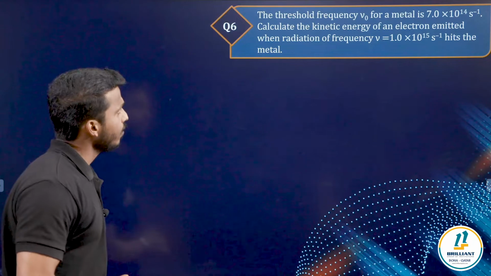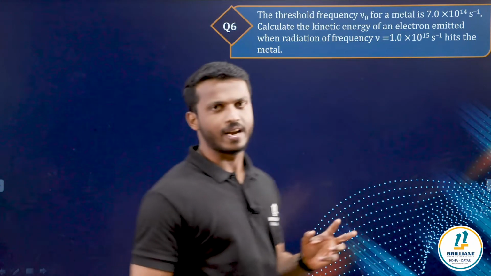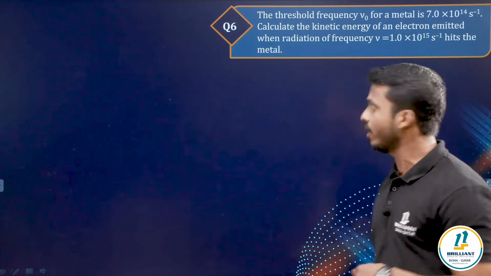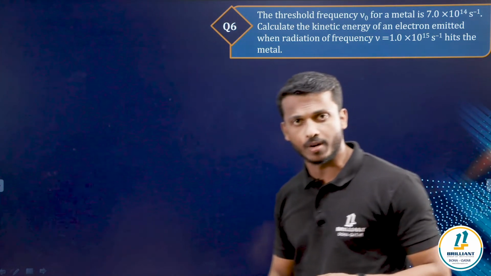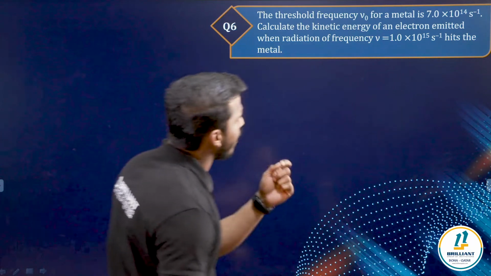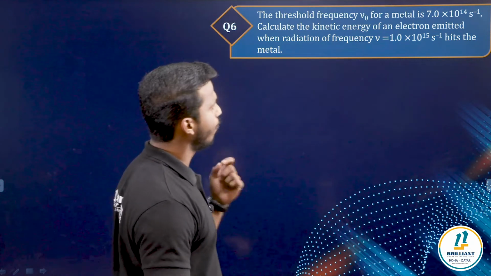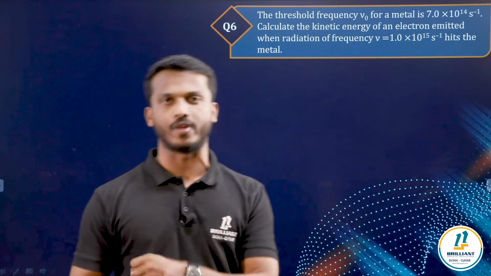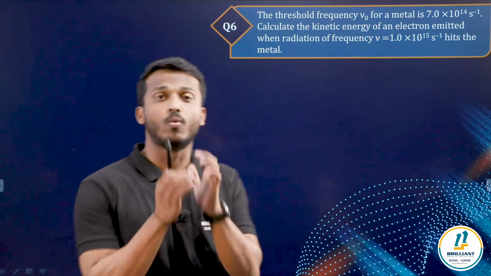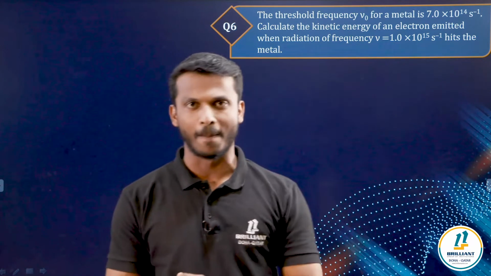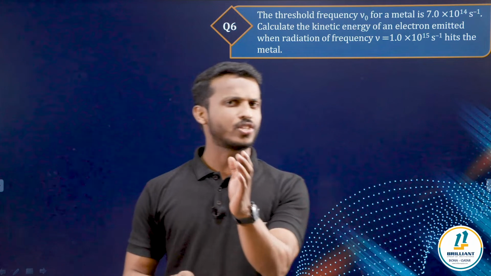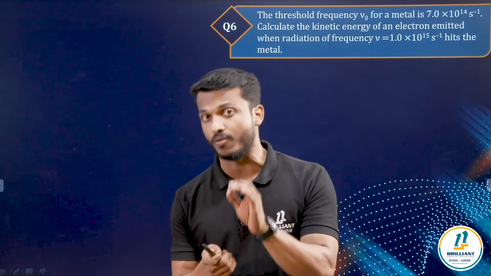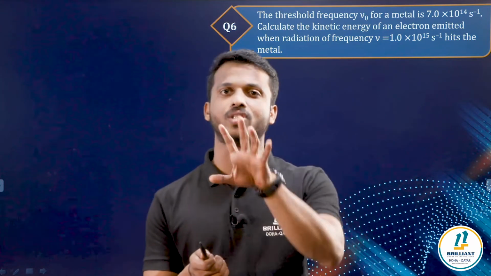Next question, dear all, this is the numerical question they can ask from photoelectric effect. The threshold frequency nu zero is given as around 7 into 10 to the power 14 second inverse, and calculate the kinetic energy of an electron emitted when radiation of frequency nu is given. That's nu is the given frequency and nu zero is the threshold frequency. The question is to calculate the kinetic energy of the ejected electron. We already know the name of that ejected electron. What is that ejected electron called during photoelectric effect? Photoelectron. We are going to calculate the kinetic energy of the ejected electron.